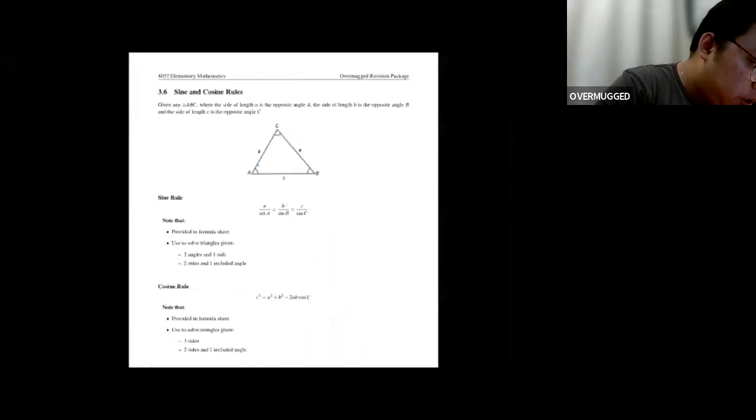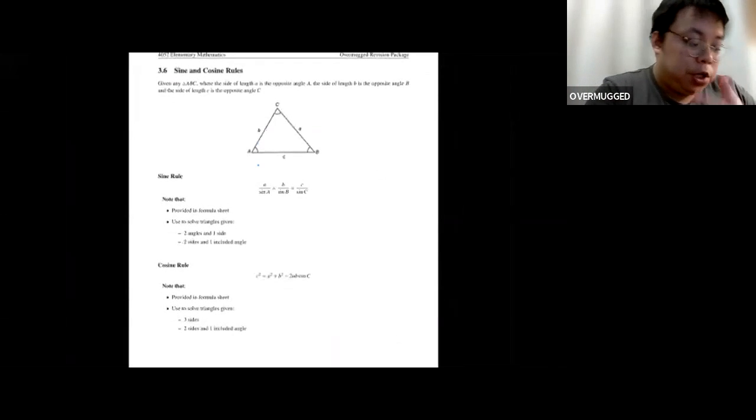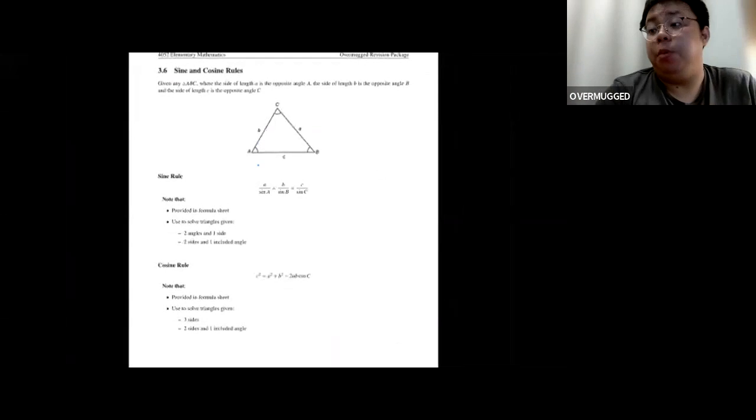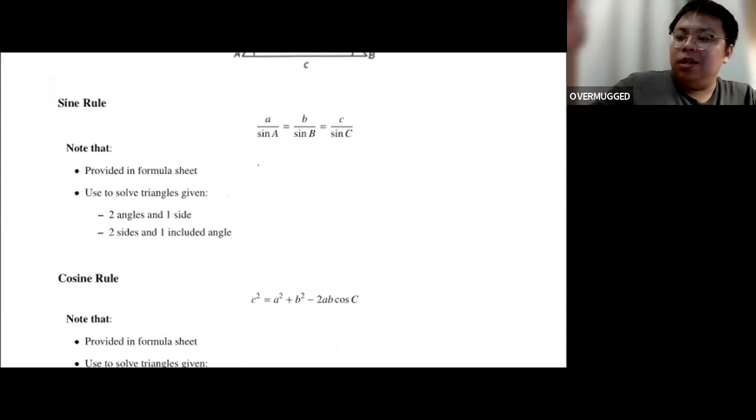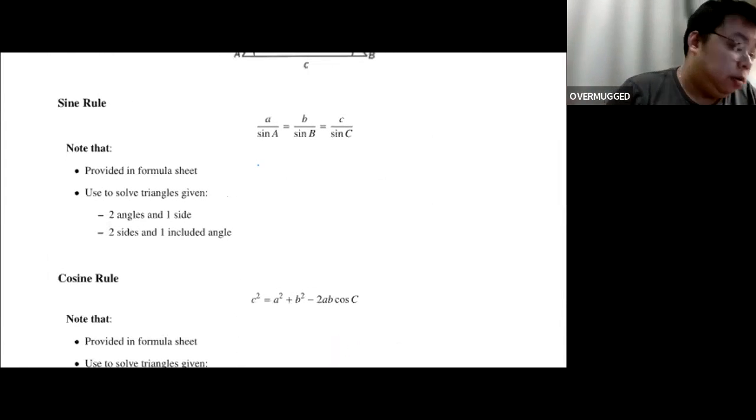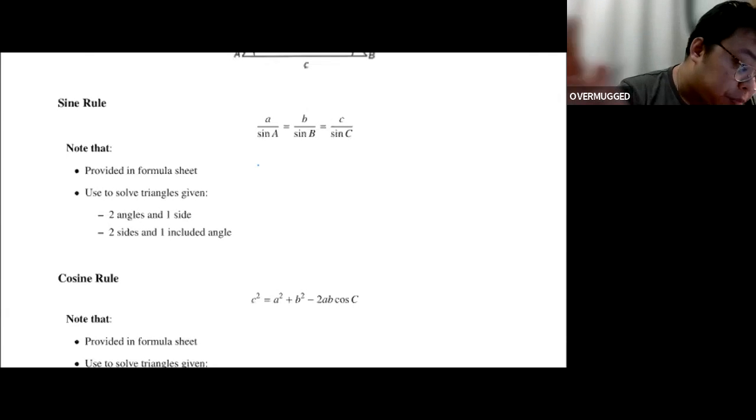Last concepts for trigo, which will be sine and cosine rule. For the sine and cosine rule, these two formulas will be given to you in exams, so you don't need to worry if you forget. But same thing, if it's me, I will memorize. For sine rule, it just looks like this. Some people are taught the reverse of the formula, so sine A over A equals sine B over B equals sine C over C.